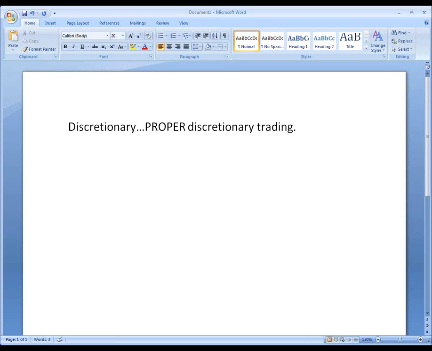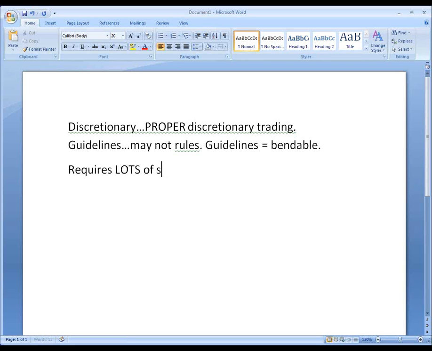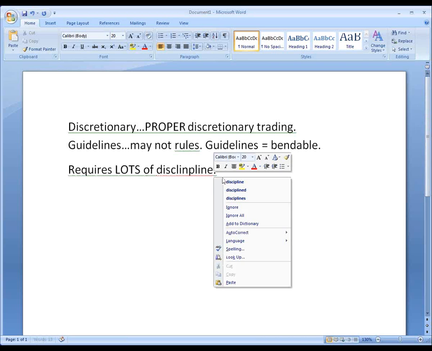What's proper discretionary trading? You do have guidelines, okay? They may not be rules, however. Rules are a little bit more on the unbreakable side. Guidelines, I think for most of us, guidelines are what? They're bendable, okay? Now, discretionary trading, in my opinion, requires lots of discipline to your guidelines, okay? I think that's where the wheels fall off the wagon for a lot of us, because of the discipline that it requires. It'd be nice if I spelled discipline right.